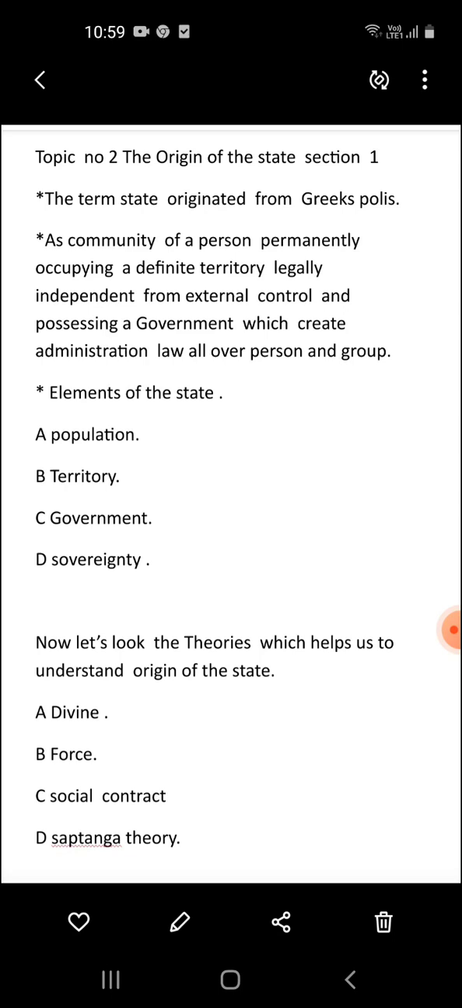Second element is ministers. The king should have a council of ministers, around 7 to 10, who used to assist him in implementation of the public policy and administrative matters.